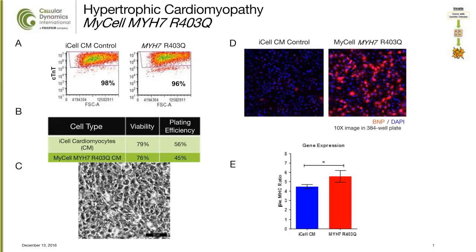One of the first things we did was look at the BNP expression, the baseline BNP expression in the R403Q cells. So you can see that there's increased BNP expression. This is done by staining the cells with the antibody for BNP. You can see that in red there's increased expression relative to the control cells. We also looked at some of the gene expression for this beta to alpha myosin heavy chain ratio. This is known to be increased in failing hearts or HCM hearts. And you can see that in vitro, these cells have an increased ratio of beta myosin to alpha myosin heavy chain.